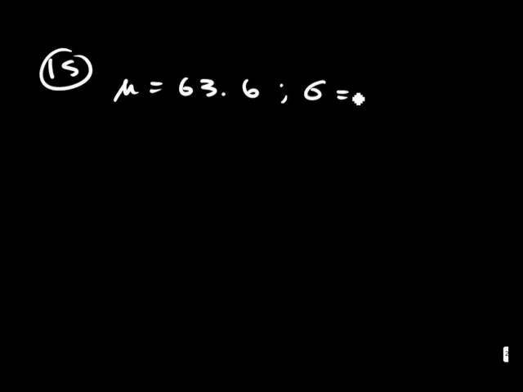Question 15. The height is normally distributed, and we have a mean of 63.6 inches with a standard deviation, sigma, of 2.5 inches. They want the height that represents the third quartile. So let's draw a picture.